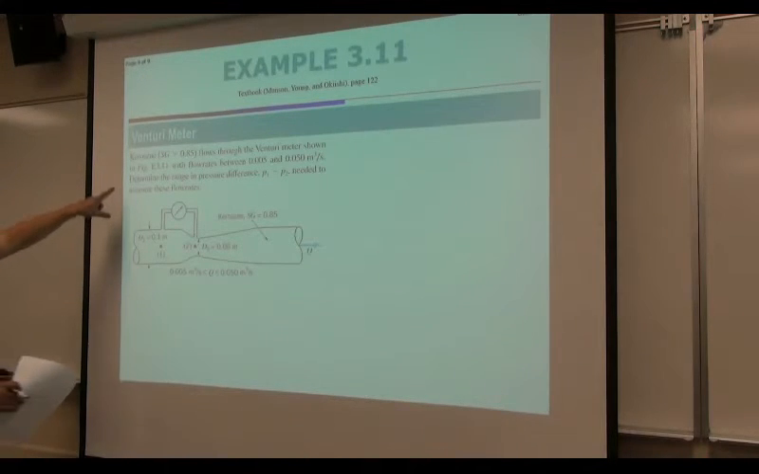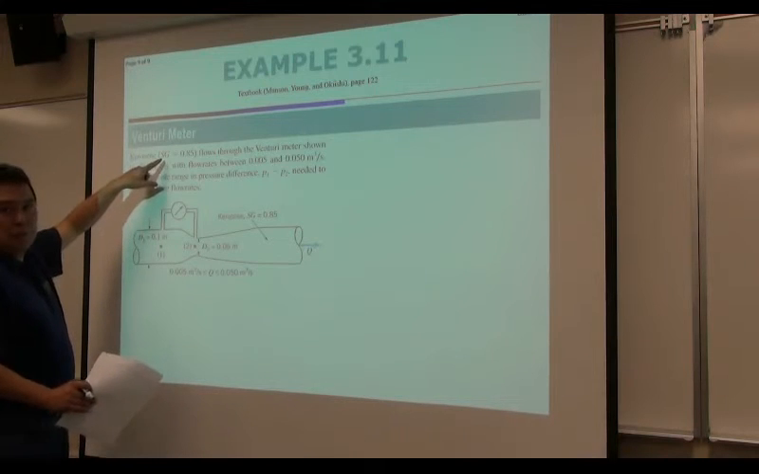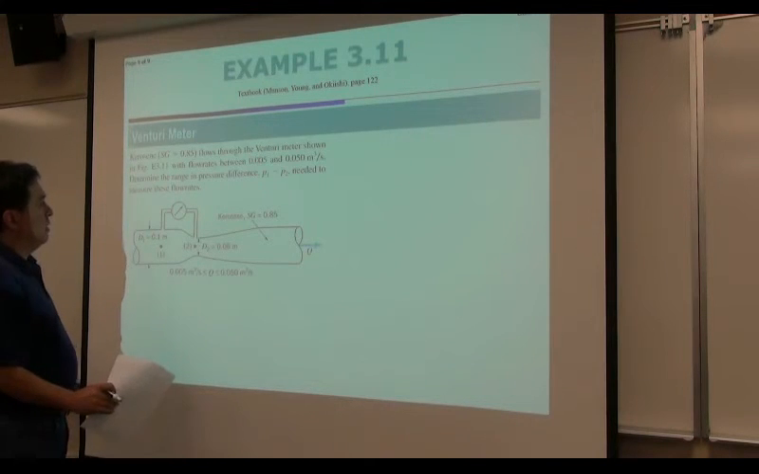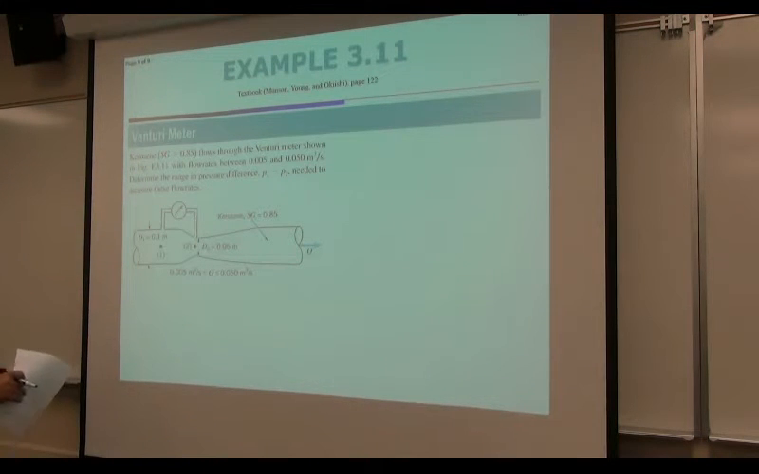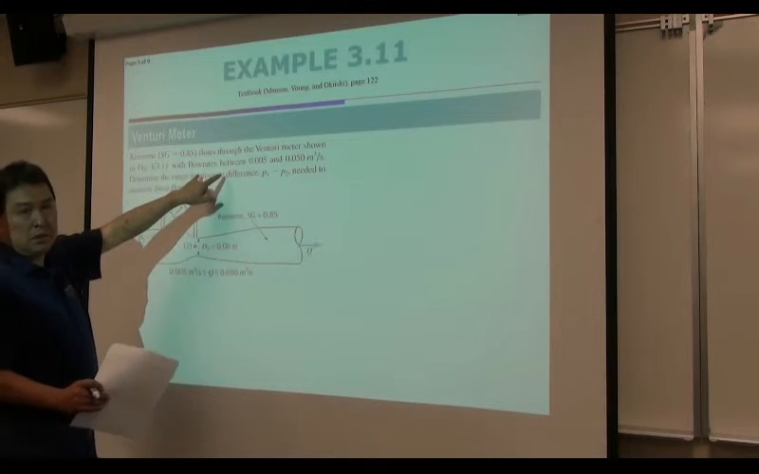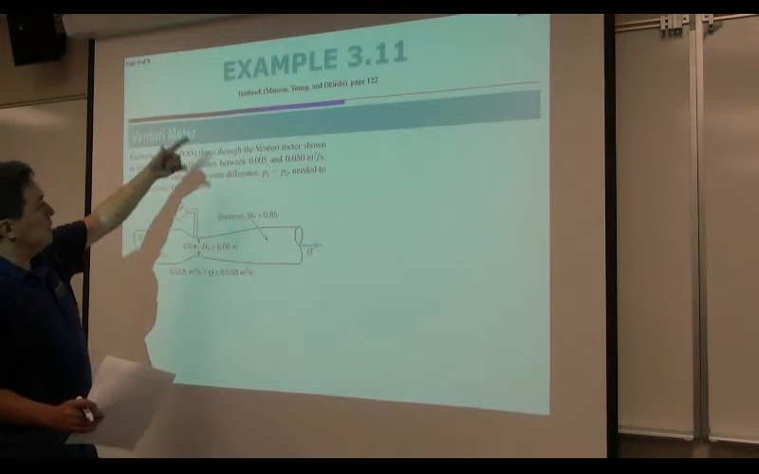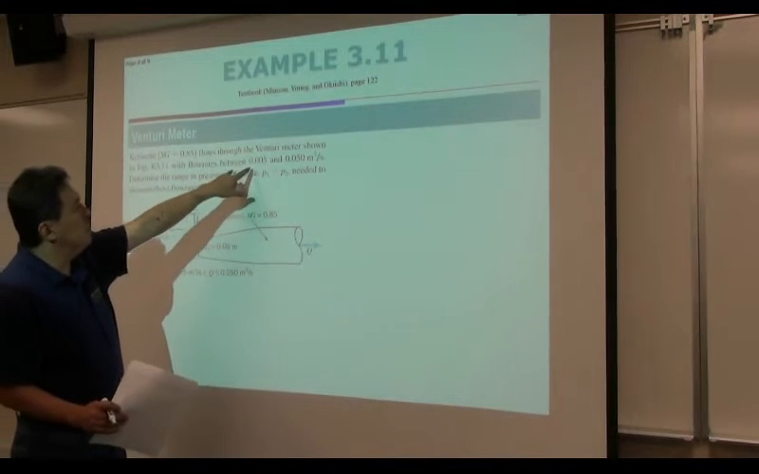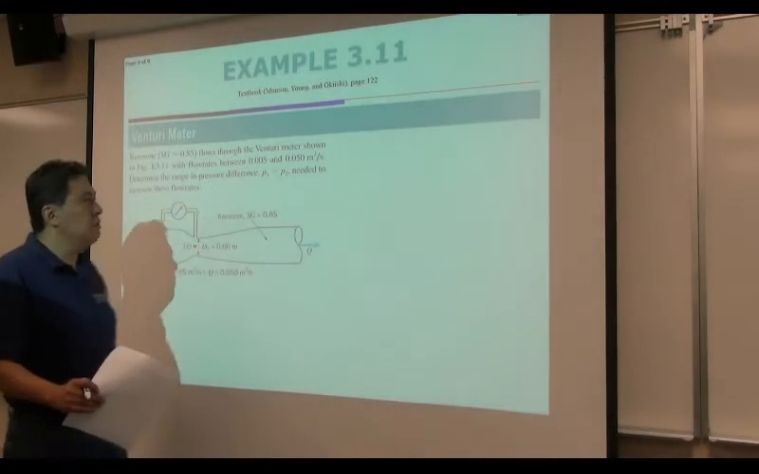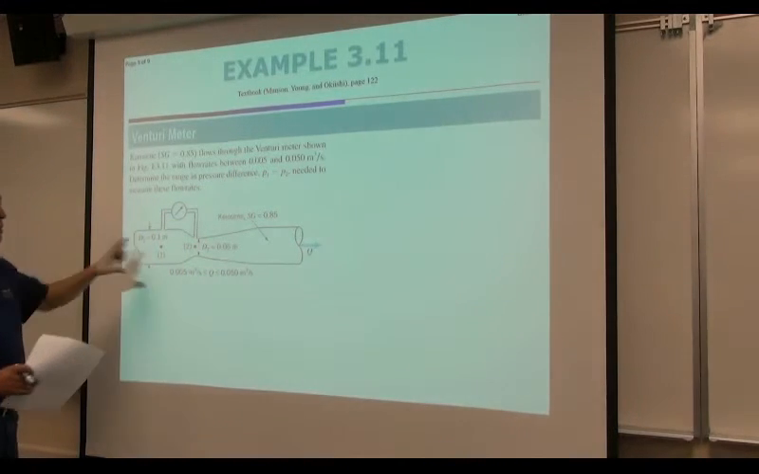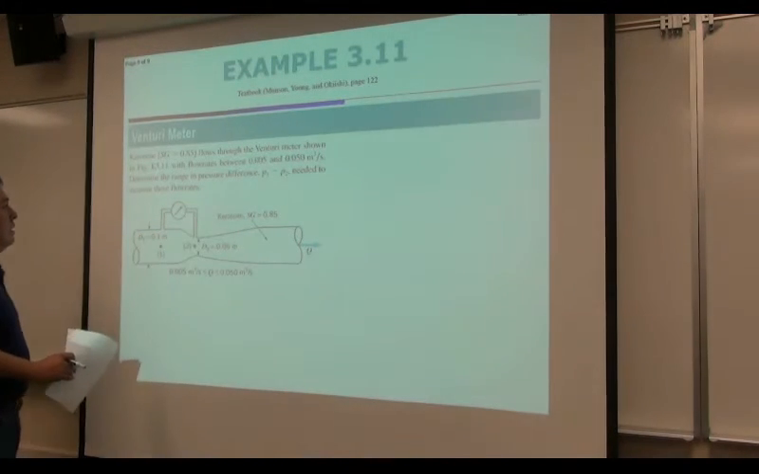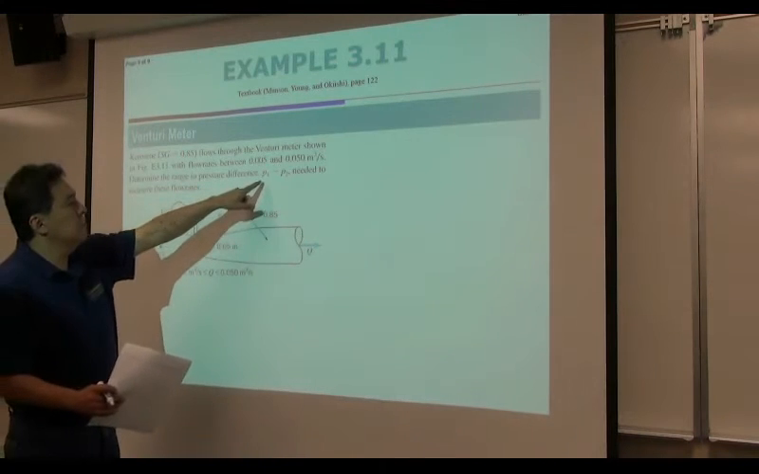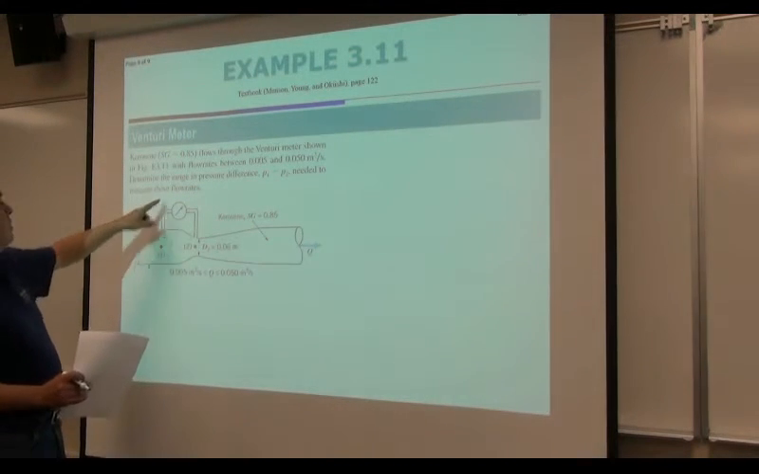This is a kerosene. Kerosene is lighter than water, so specific gravity of kerosene is 0.85. This one is flowing through the venturi meter. Okay? Then you already know the range of flow rates. Flow rates will be expected to be between 0.005 to 0.05 cubic meter per second. So this is a pipe system that actually you expect to have this range of the flow rate already. So let's determine the range in pressure difference P1 minus P2 needed to measure these flow rates.